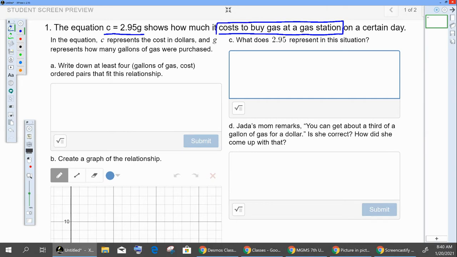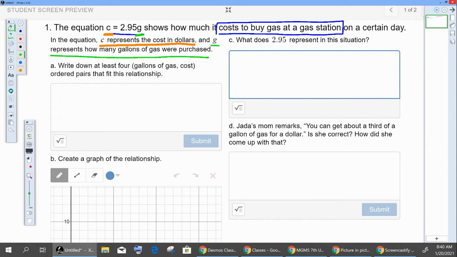That's the deal. So now it tells us, and this will happen a lot, in the equation, C represents the cost in dollars. That's right there. And G represents how many gallons of gas were purchased. Right there is the G. Okay, and so you should know that this means C equals 2.95 times G. Right? Multiplication is implied there when you see a number next to a variable.